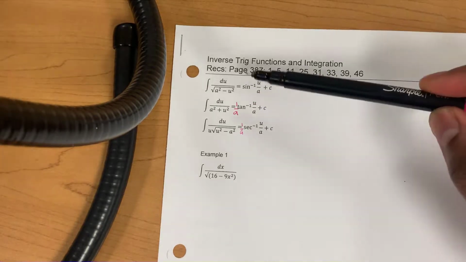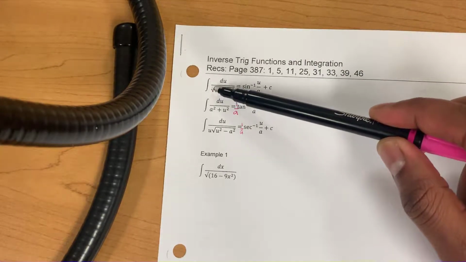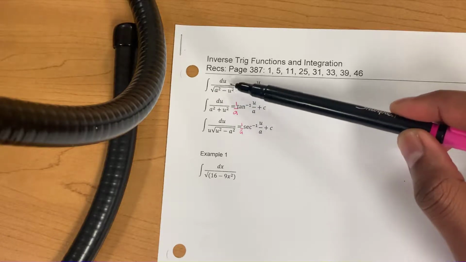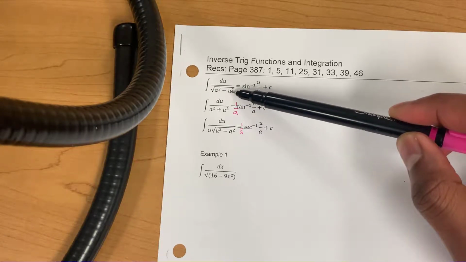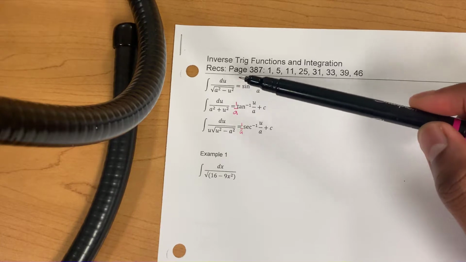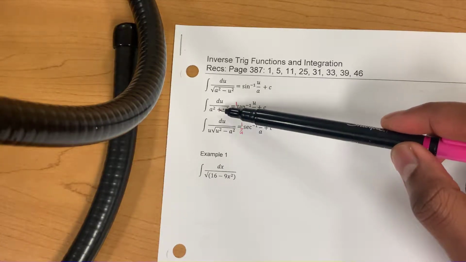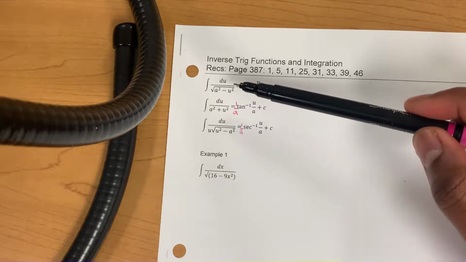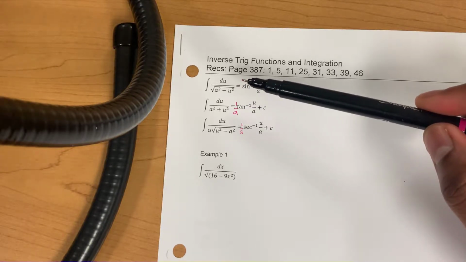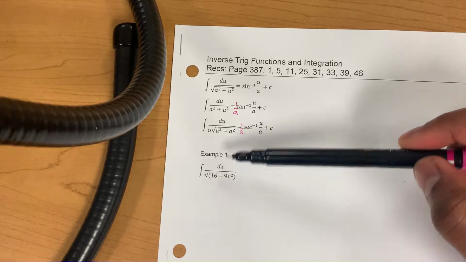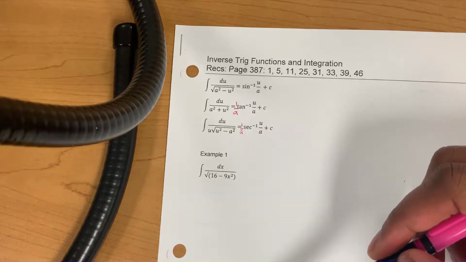When we're integrating, the form for sine inverse has to be the square root of a perfect square minus a function that is also a perfect square. For inverse tangent, it is the sum of perfect squares on the bottom. Sometimes we will have to complete the square to get it into the proper form. We will do that in example 3.